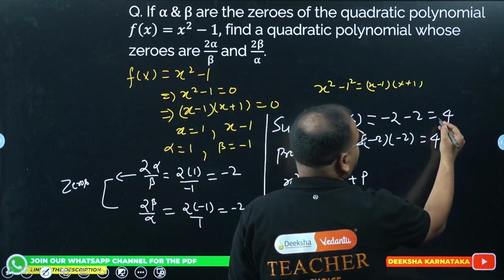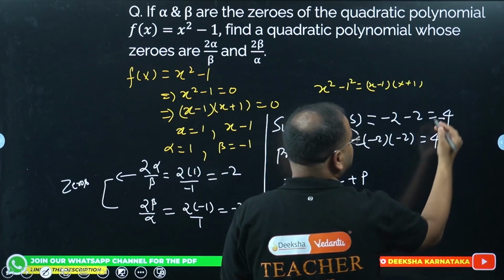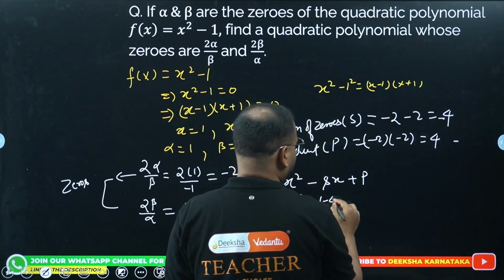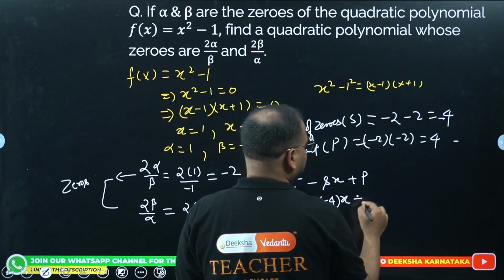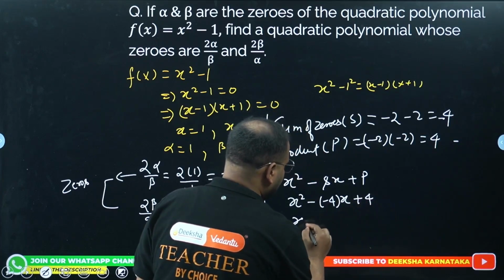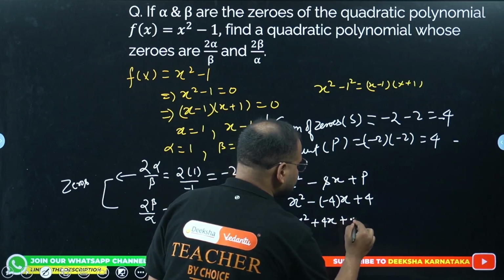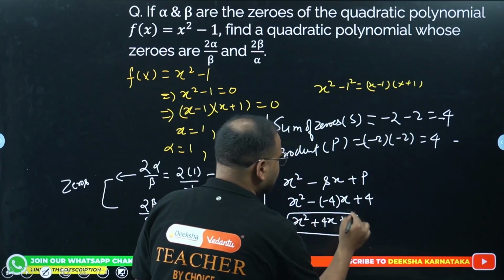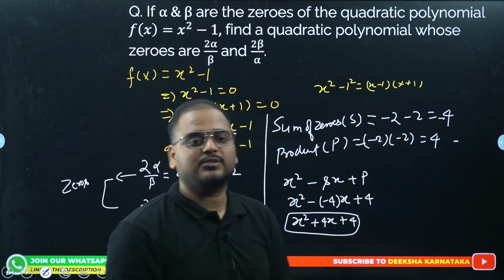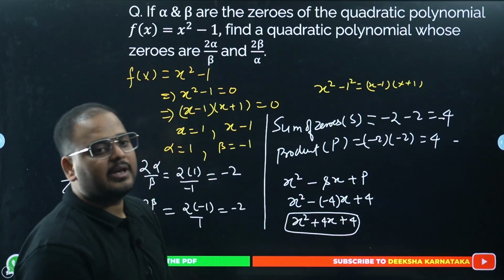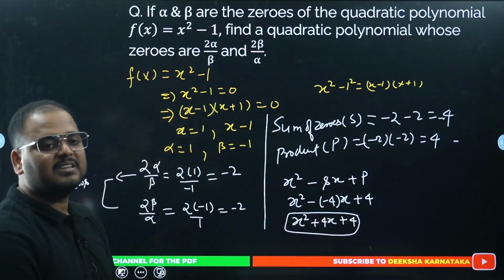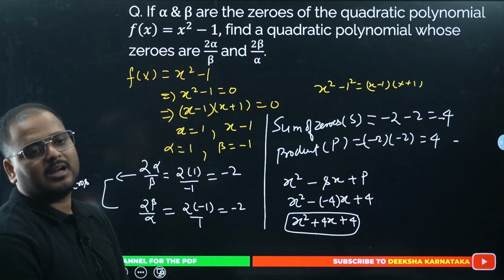x square minus of sum. I forgot, sorry, a minus sign is there. So minus of minus 4 times x plus 4. Answer is x square plus 4x plus 4. This is my final answer. X square plus 4x plus 4 is the final quadratic polynomial they are asking.